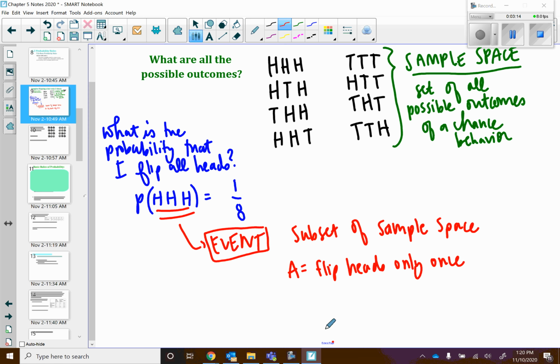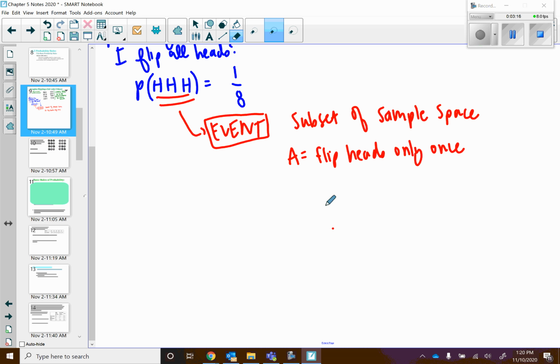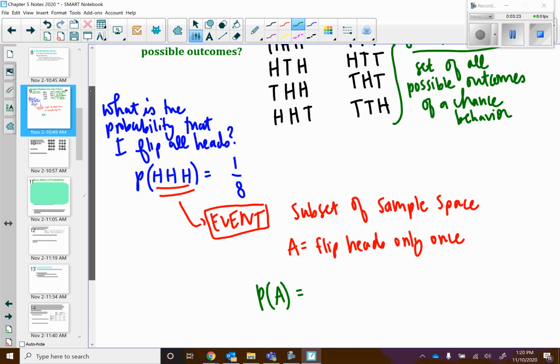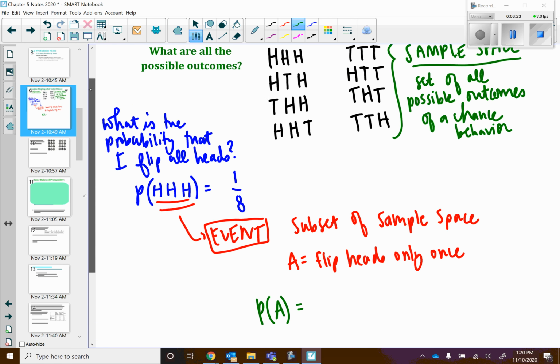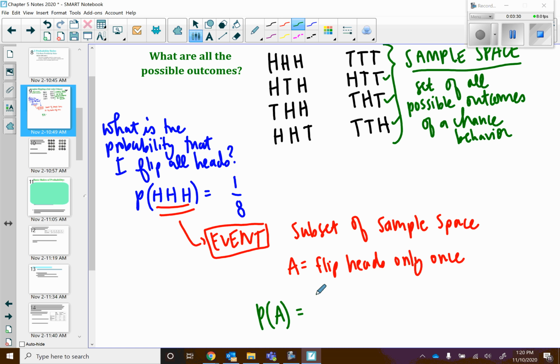So if that was the event we are interested in, the probability of A here, the probability that I get only one head. Well, consider that. That would be this scenario, or that scenario. There are 3 out of the 8 where I flip heads only once, right? That's heads, tails, tails, tails, heads, tails, or tails, tails, heads. Those are the different outcomes where this happens.